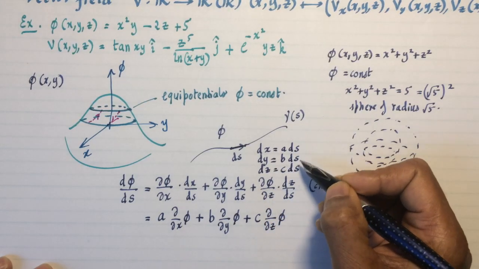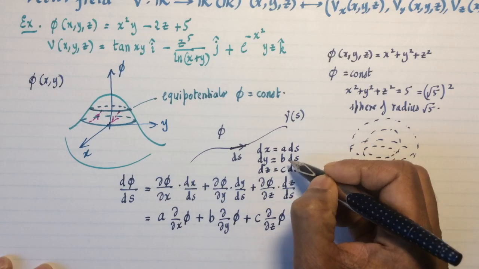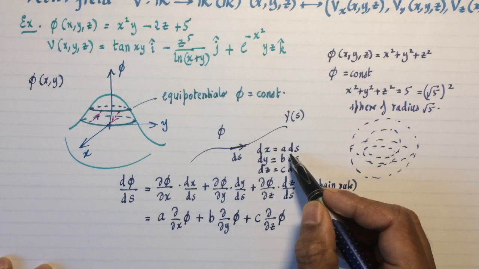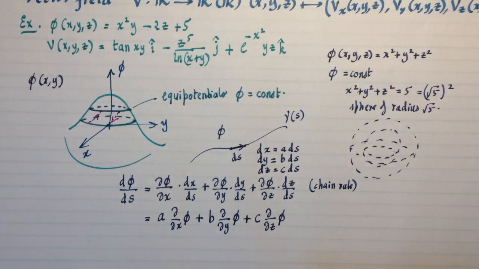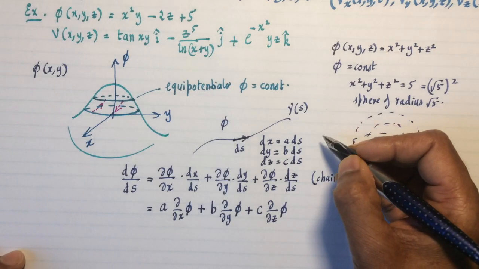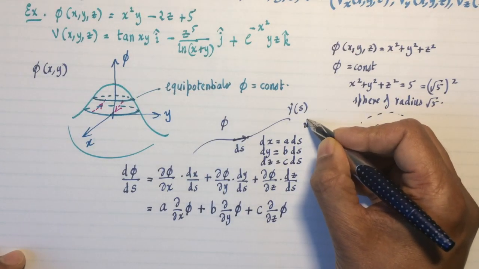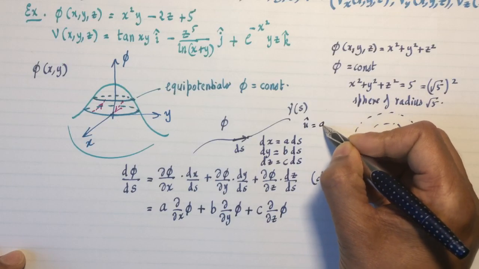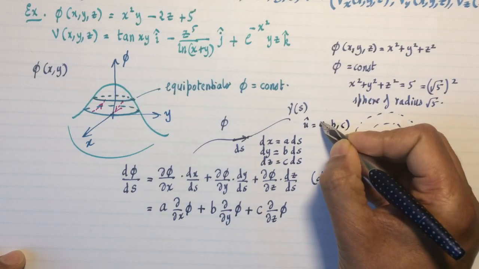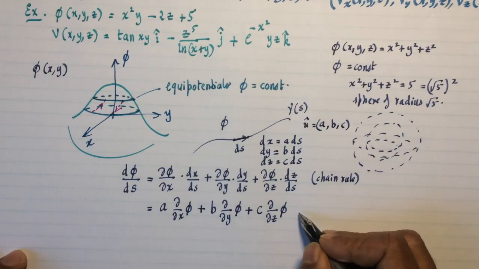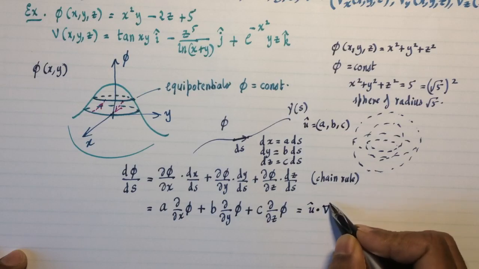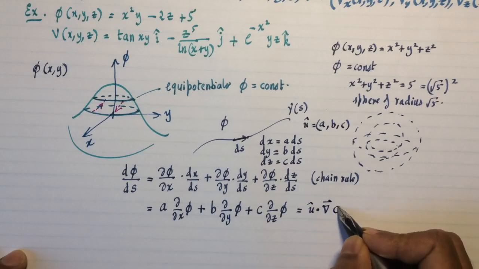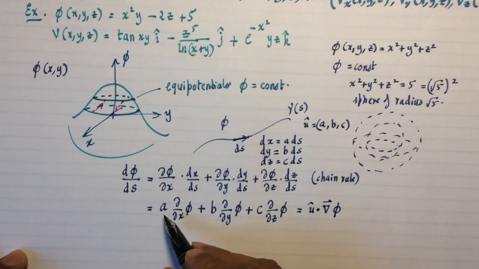So I'm making a, b, and c like little unit vectors that tell me how this ds vector relates to dx, dy, and dz. So that basically gives us our understanding. And so if I call this unit vector u hat, so u hat is abc, okay, then I can write this as u hat dot quantity, which I'm going to call the gradient operator acting on phi, because this is a dot product.